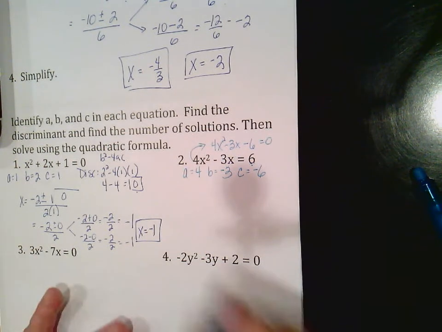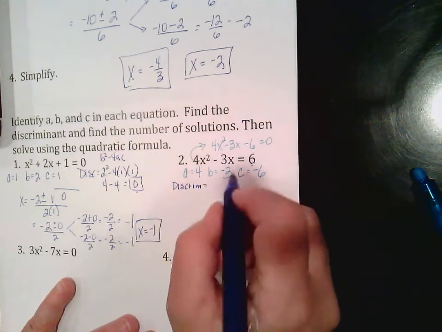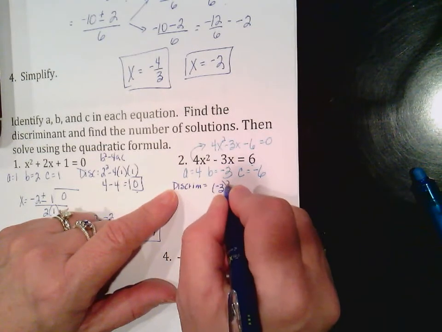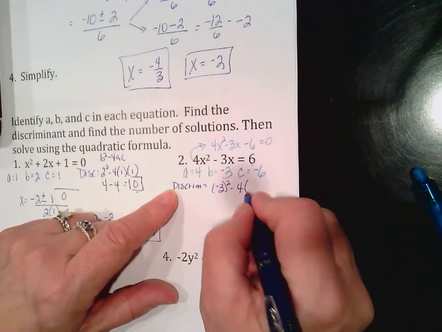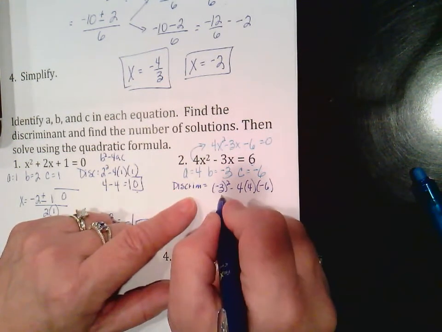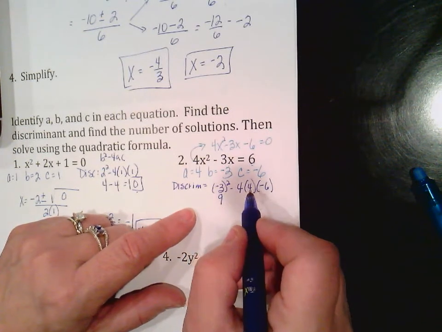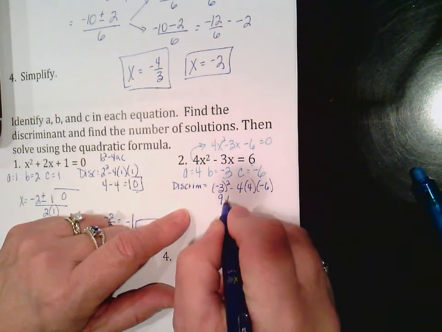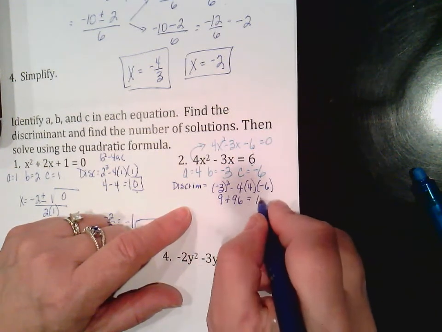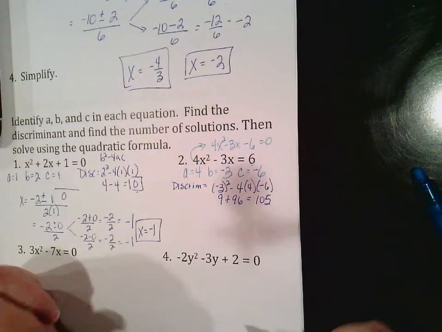So it's really important that you set it equal to 0 before you get started. My discriminant is b squared minus 4ac. So my b is -3 squared minus 4 times my a, which is 4, times my c, which is -6. -3 squared is a positive 9. -4 times 4 is -16. -16 times -6 is a positive 96. And 9 and 96 is 105. 105 is a positive number, so I should have two real solutions.